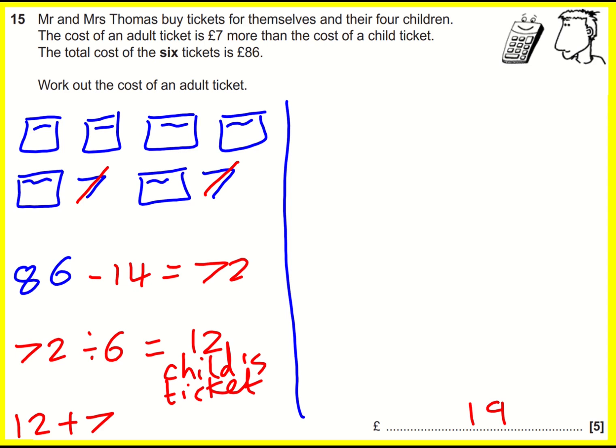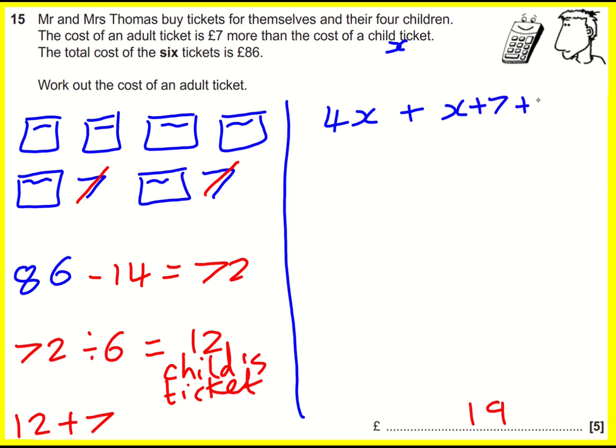Now I'm going to do this question again, but this time using algebra, but it'll show you the similarity and the difference with both approaches. So I'm going to call the price of a child's ticket X. So I've got 4 lots of X. 4 times X, that would be the cost of 4 children's tickets. Then I'm going to add on an adult's ticket. So it's the child's ticket plus £7.